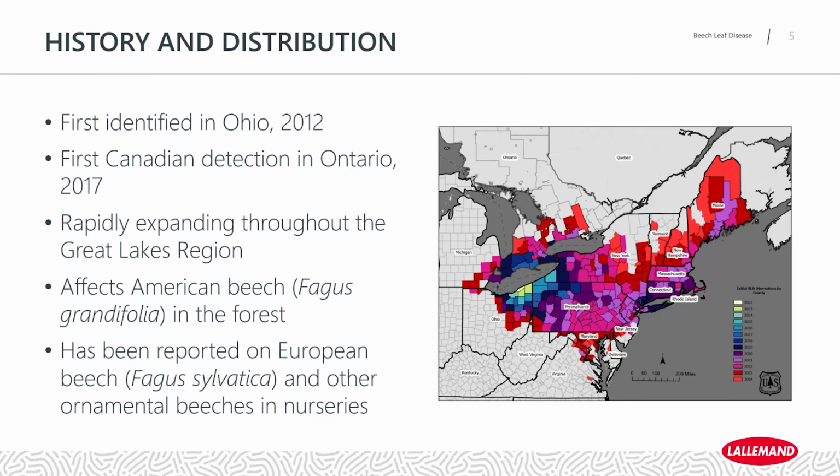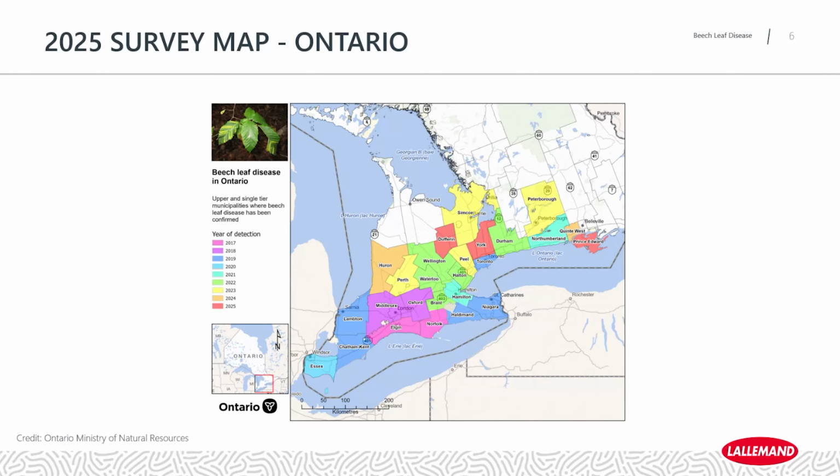But if we look at the map here, the range of American beech is primarily from central Ontario and eastward, as well as covering much of the northeastern United States, which is overlapping very well with the map in this photo here for where beech leaf disease has been confirmed up until 2024. And if we take a closer look at the province of Ontario specifically, you can see that the spread has been quite rapid from 2017 to 2025.